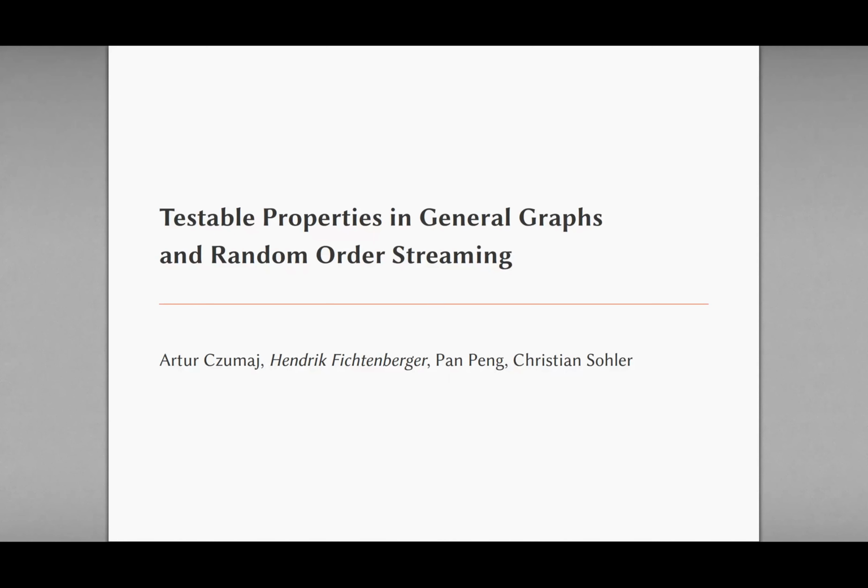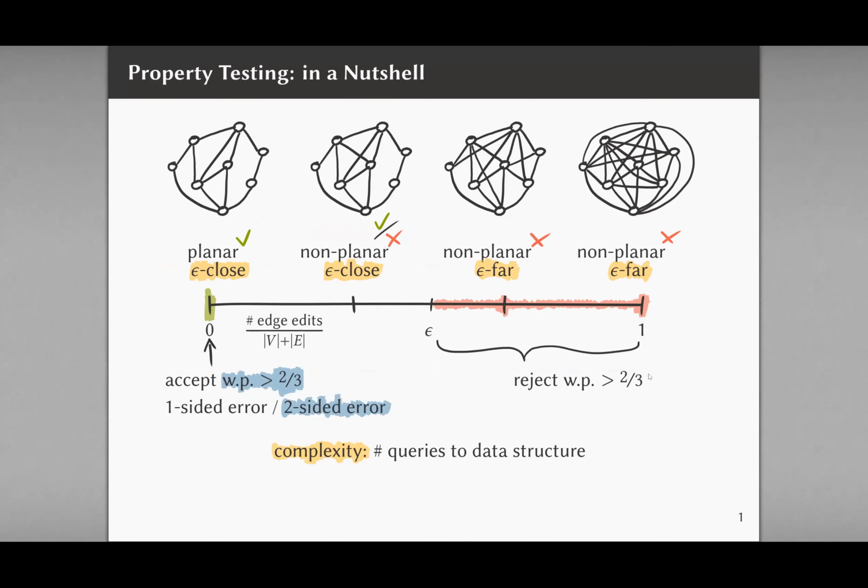Let me just give a very quick introduction into property testing. In property testing, we are interested in relaxed decision problems. Instead of asking, does some object have a property, for example, is a graph planar or non-planar, we introduce some gap between yes and no instances. So for planarity, a property tester still accepts planar graphs, but we introduce a little gap when it comes to non-planar graphs.